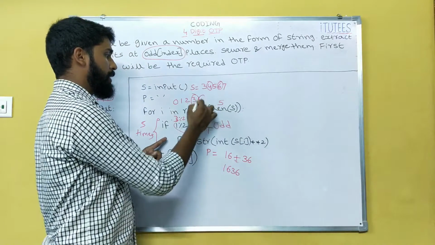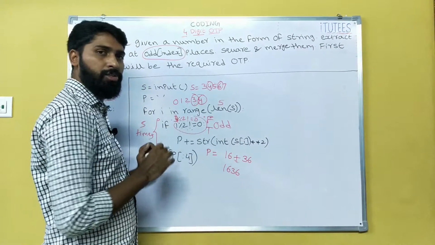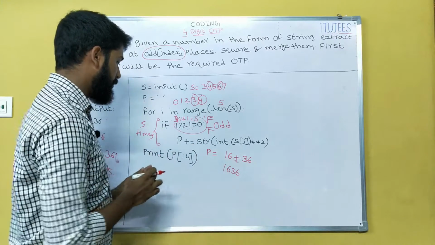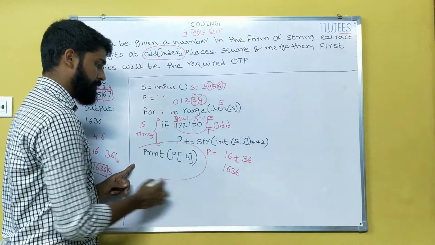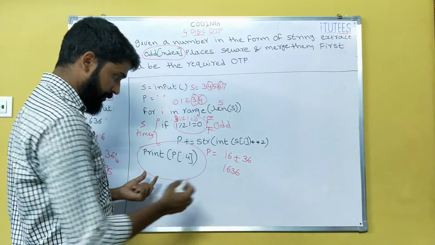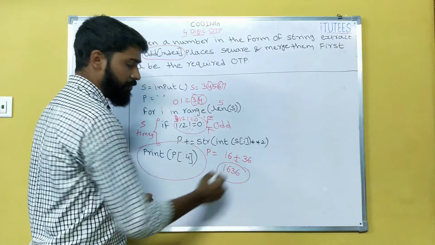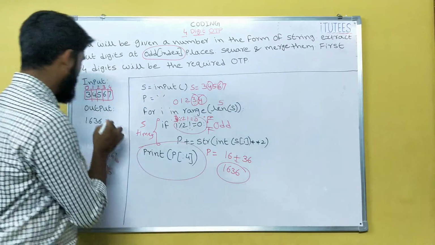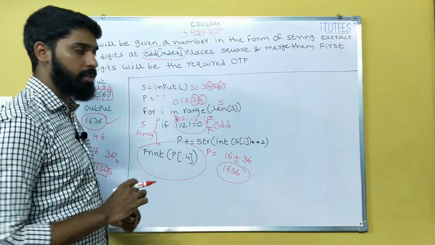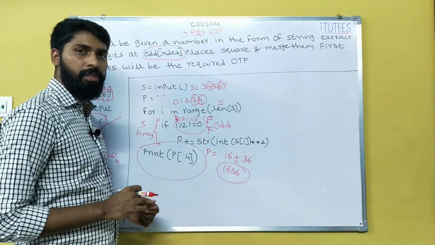In the next iteration, i becomes 4. 4%2 is 0, so it is false. So we come out of that loop and print P up to 4, that means slicing. What is in P? 1636. So that is the output, 1636. I hope you all understand the 4-digit OTP.